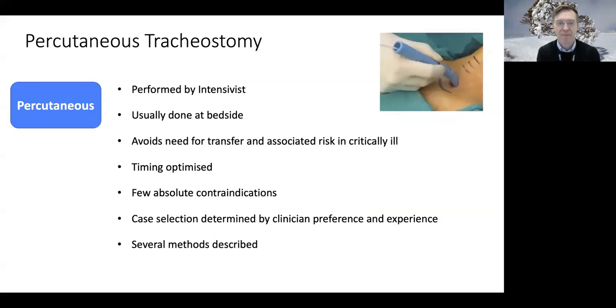And really, in my experience and when I speak to colleagues, the case selection is largely based on the clinician's comfort, experience, and preferences, and what support might be available from surgeons in their organisation. And there are several methods described. Probably the Ciaglia dilatational technique would be the most common one around the world, but there are others as well.